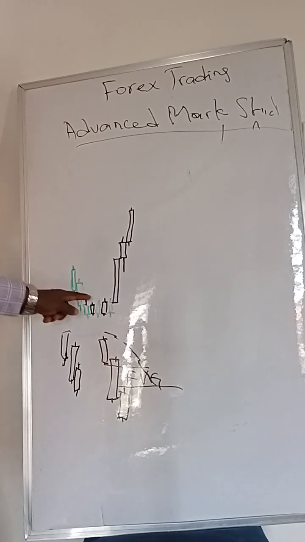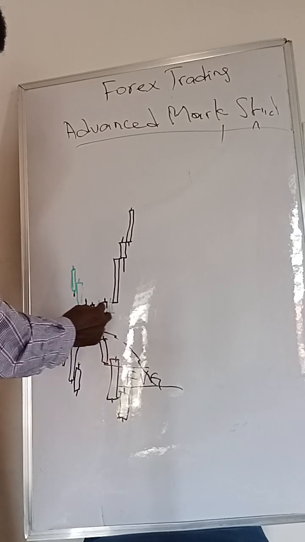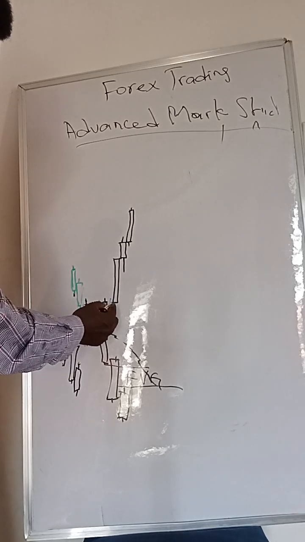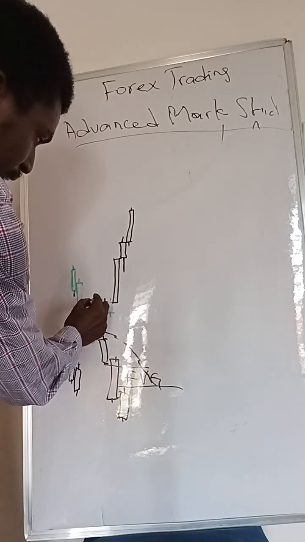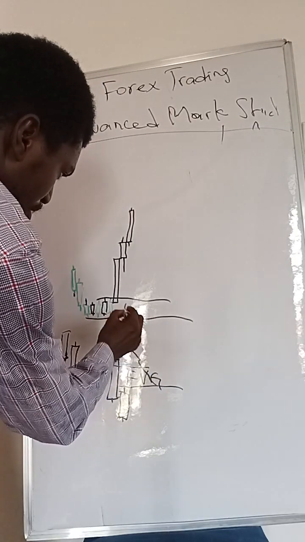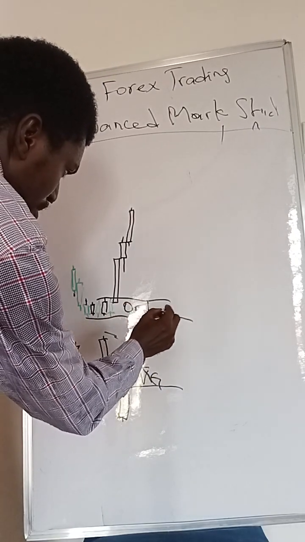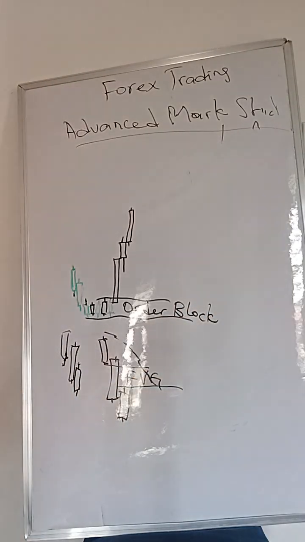So now when you have something like this, this is a place where the market was sluggish, and suddenly you have a sudden jump. Then this place is an order block. This position is an order block.